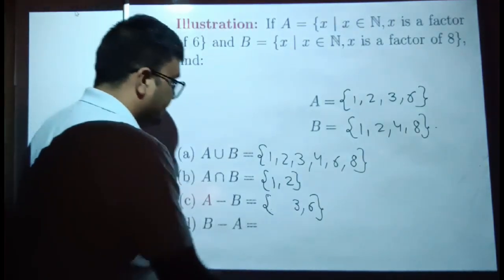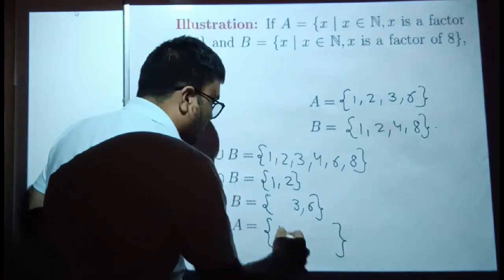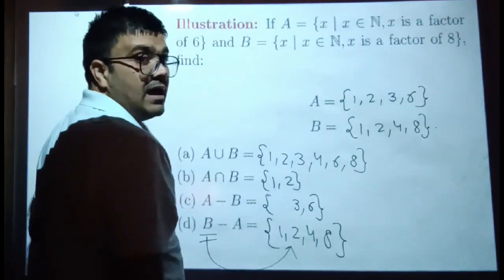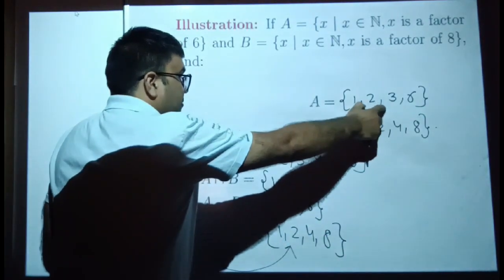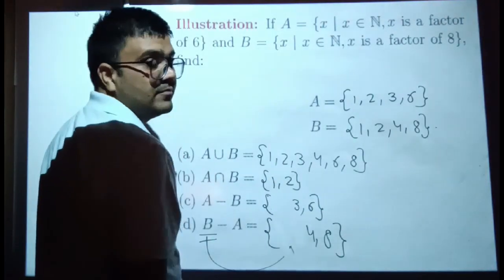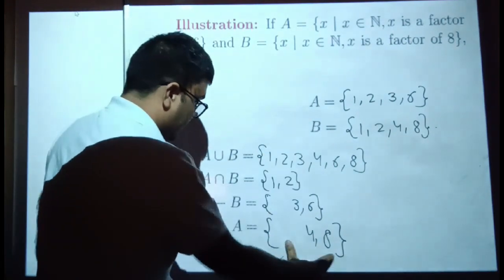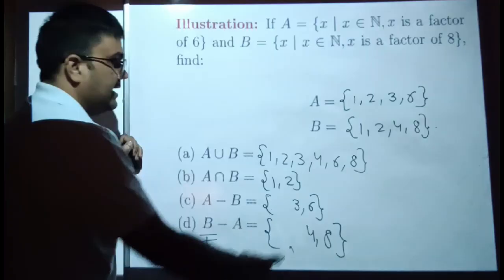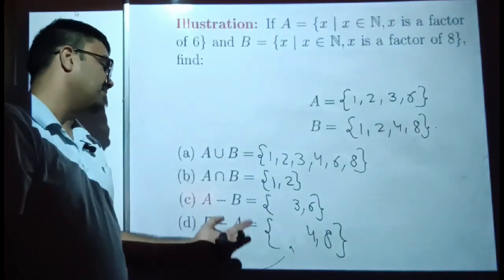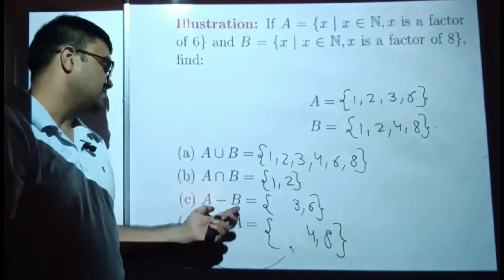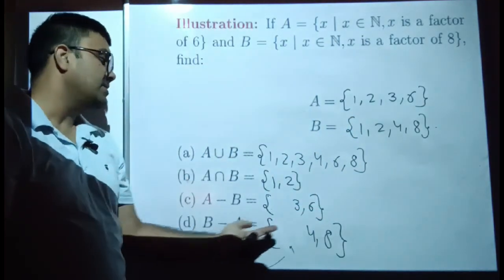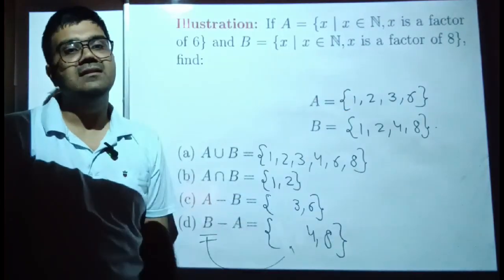When I am talking about B minus A, I am considering all the elements of the set B and removing from this set the elements of the set A. A has 1, A has 2, 4 is not present in A, 8 is not present in A. So we obtain that B minus A has 2 elements, 4 and 8. So this is how we calculate A minus B and B minus A. A minus B means all those elements of A which are not present in B. B minus A means all those elements of B which are not present in A.